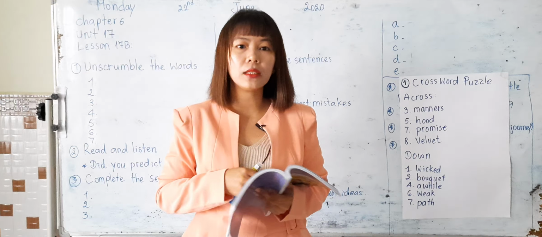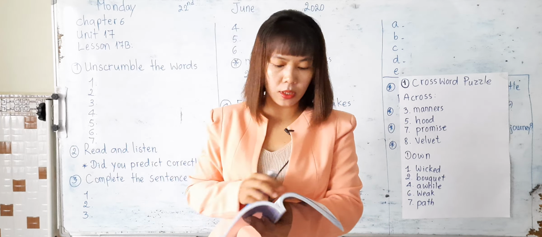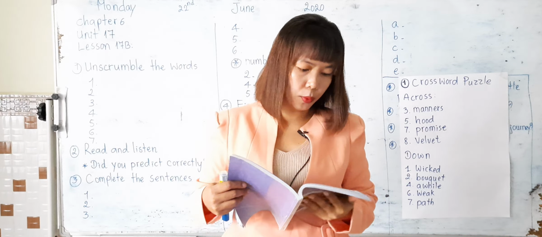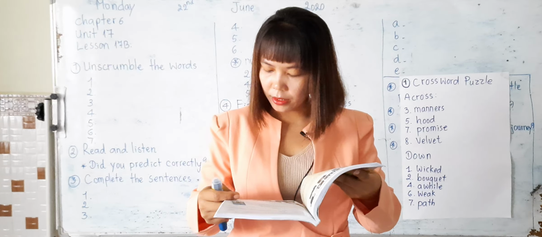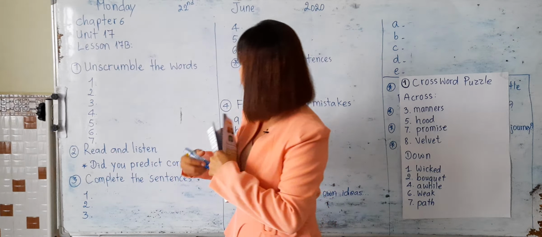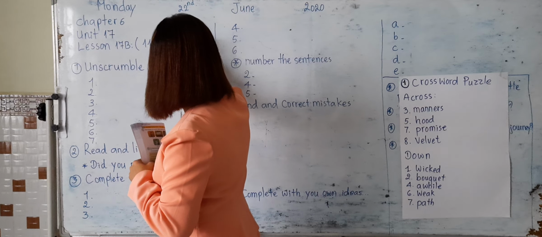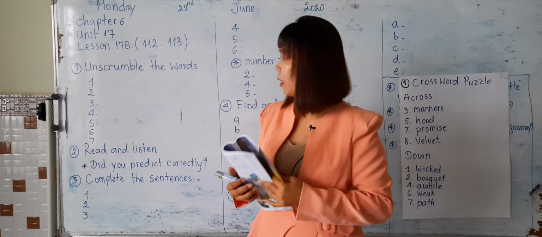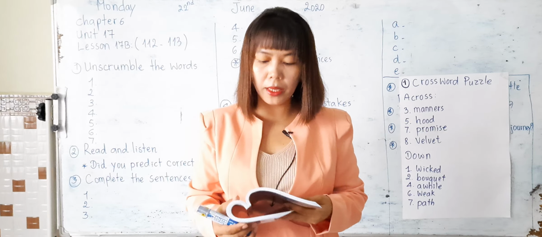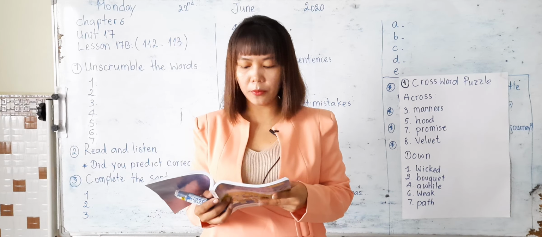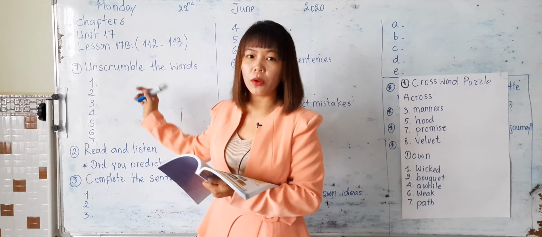We are talking about Little Red Riding Hood, one girl named Little Red Riding Hood. Everyone, please open your book on page 112 and 113. Look at number 1, unscramble the words and write them in your notebook. You see the pictures and the words. There are 7 words here. You need to unscramble.